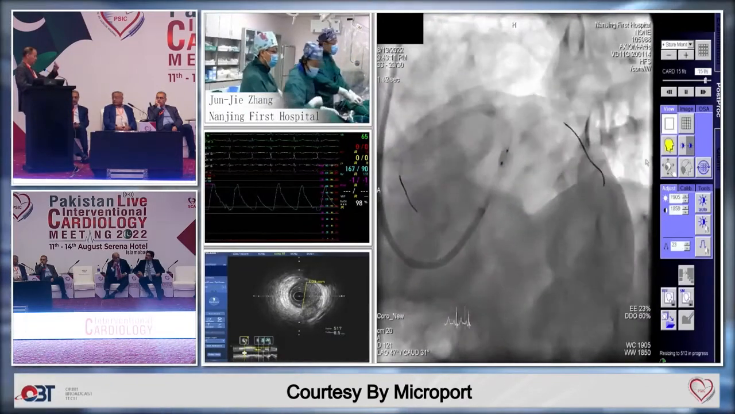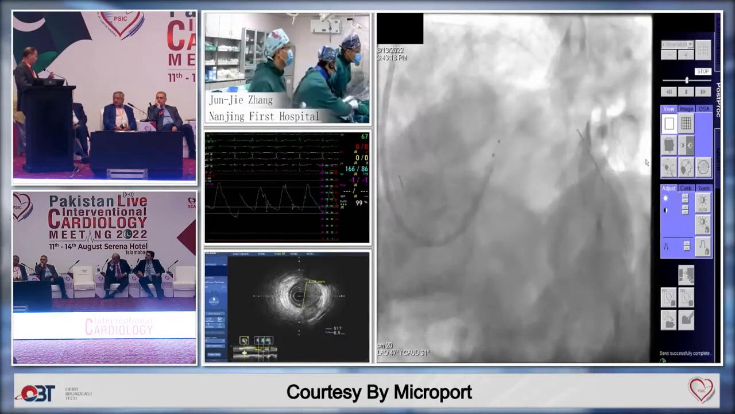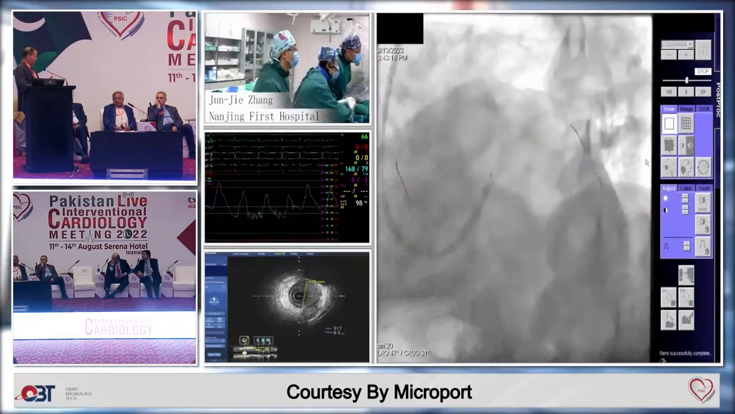Because the shoulder is very short, it's only 0.3 to 0.5 millimeter. So it's very difficult to get edge dissection.